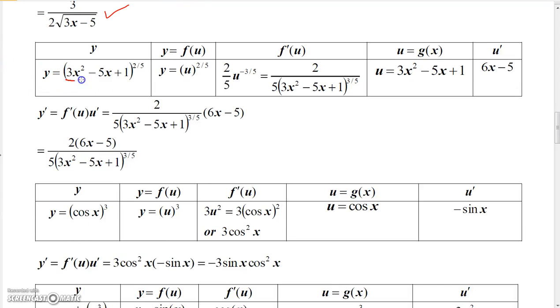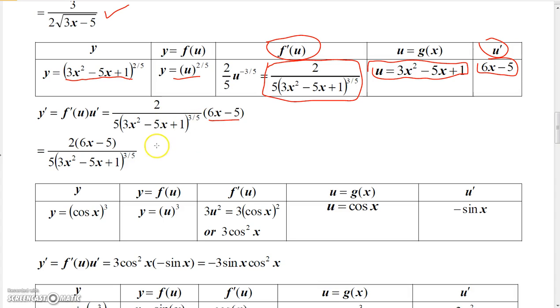All right, here's u to the 2/5. So we can say u to the 2/5, and then the derivative of u to the 2/5 with respect to u would be 2/5 u to the negative 3/5, which would be 2 over 5 times this, since this is u, to the 3/5. Well, then u is 3x squared minus 5x plus 1, so what's u prime? Well, u prime is simply 6x minus 5. So then you take f prime of u, which is this expression, and multiply it by u prime, which is this expression, and you get this times 6x minus 5, and put it together, and you've got the derivative.